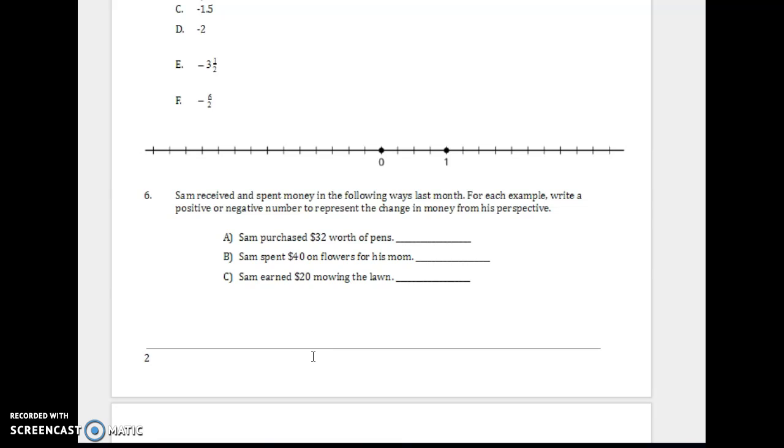Question 6. Sam received and spent money in the following ways last month. For each example, write a positive or negative number to represent the change in money from his perspective.